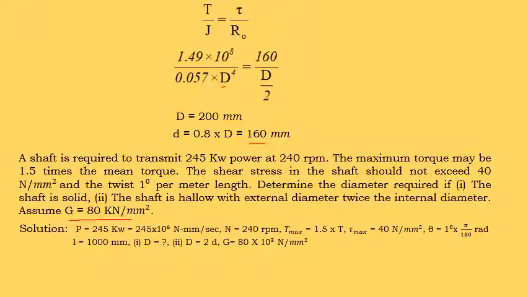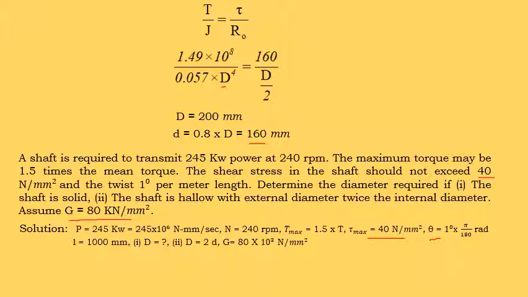So we have to make use of this to find the maximum torque. Then maximum shear stress is given, tau max is equal to 40 Newton per millimeter square, and maximum angle of twist theta is also given. It is given in terms of degree. We have to convert it into radian, therefore multiply by pi by 180.